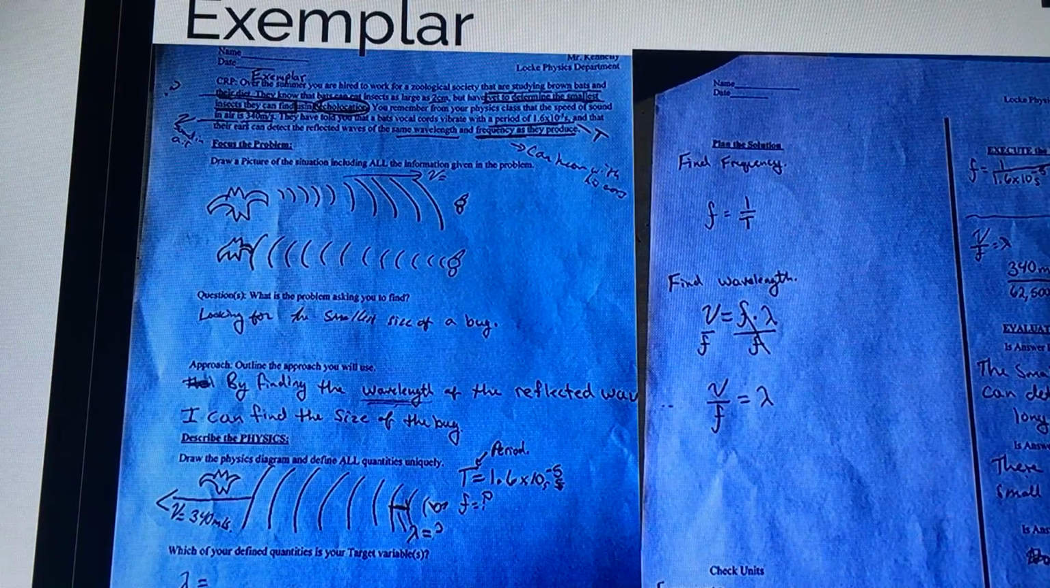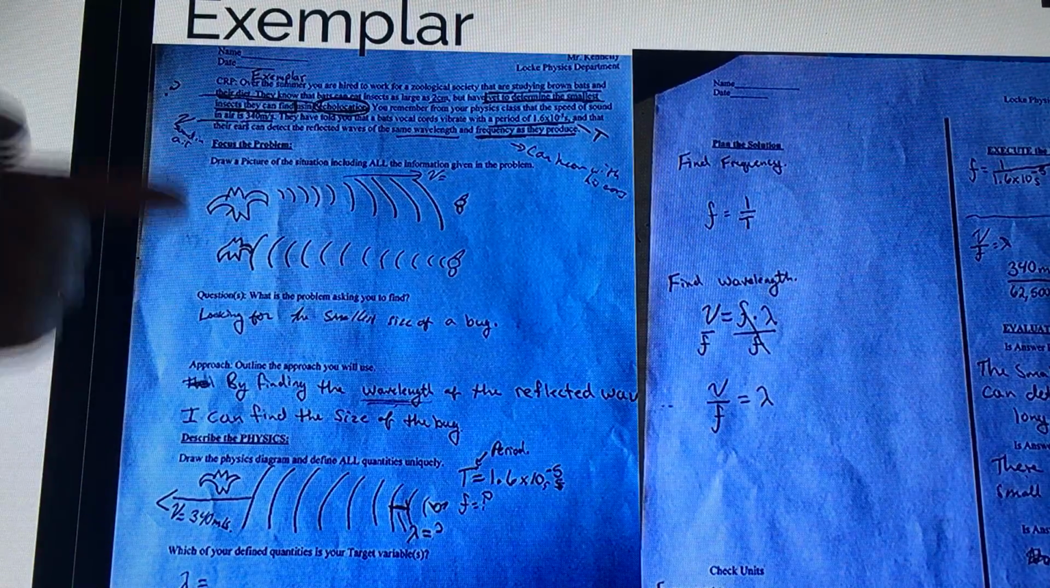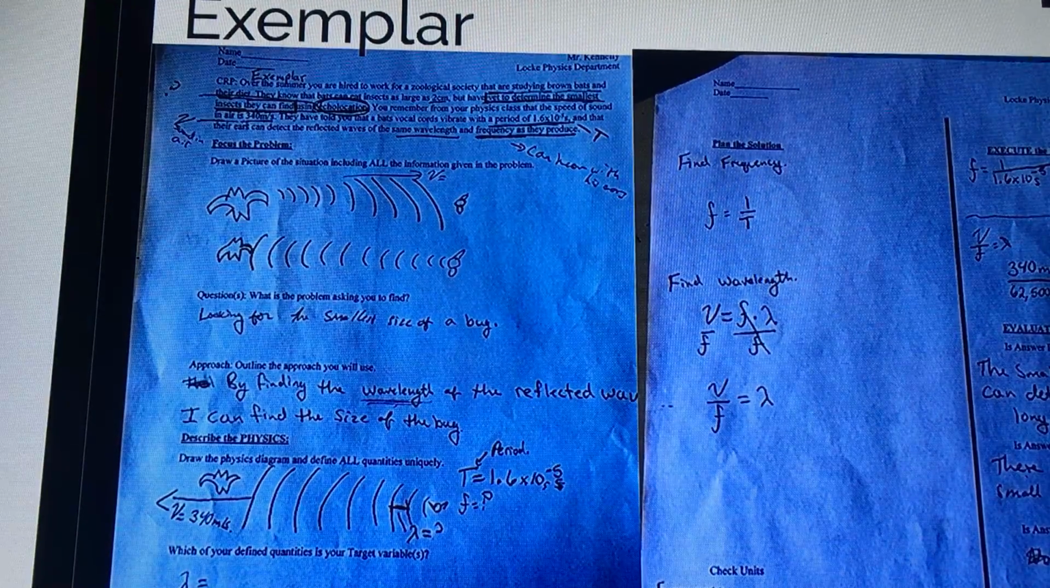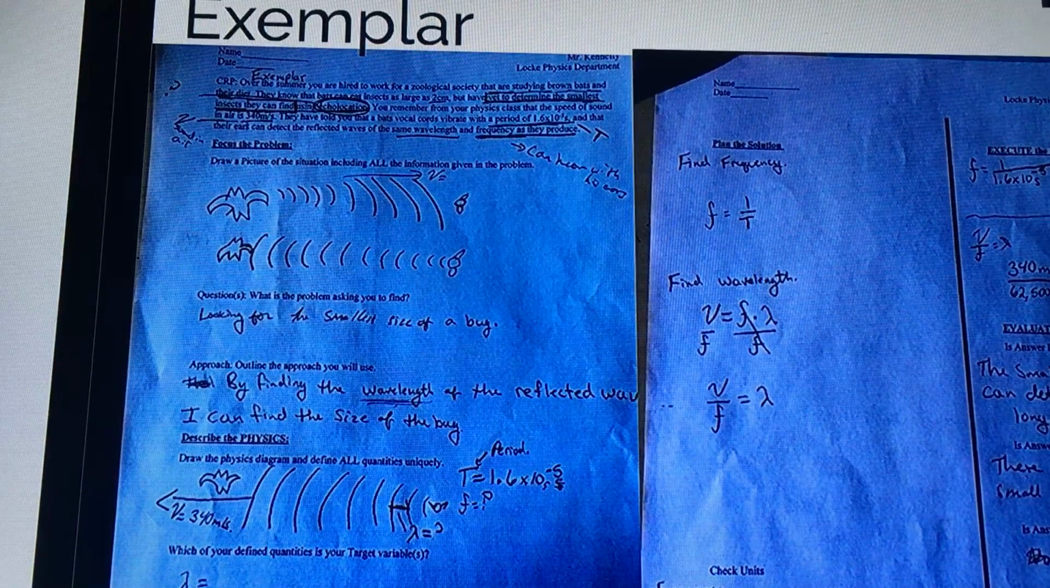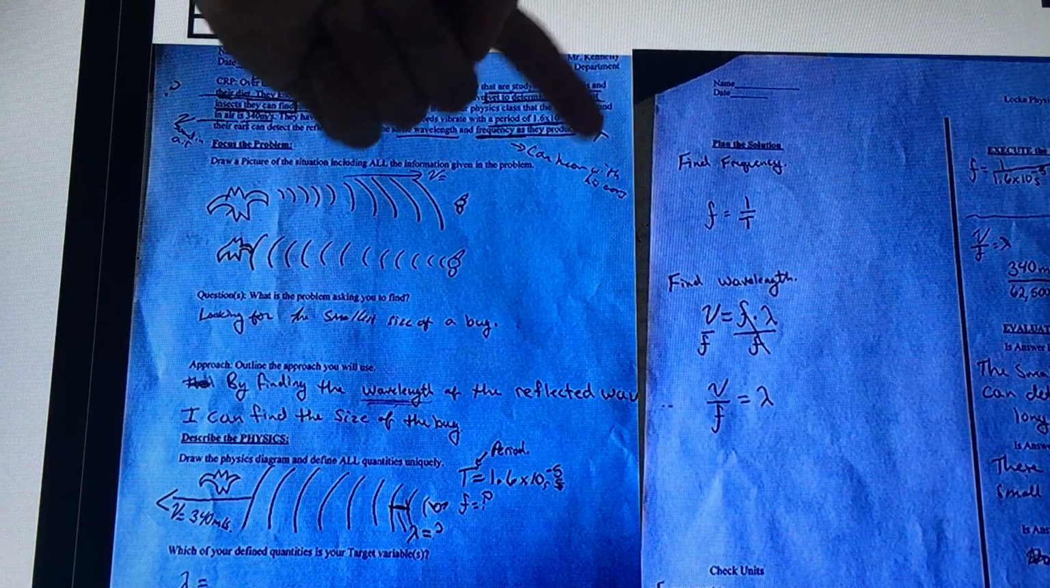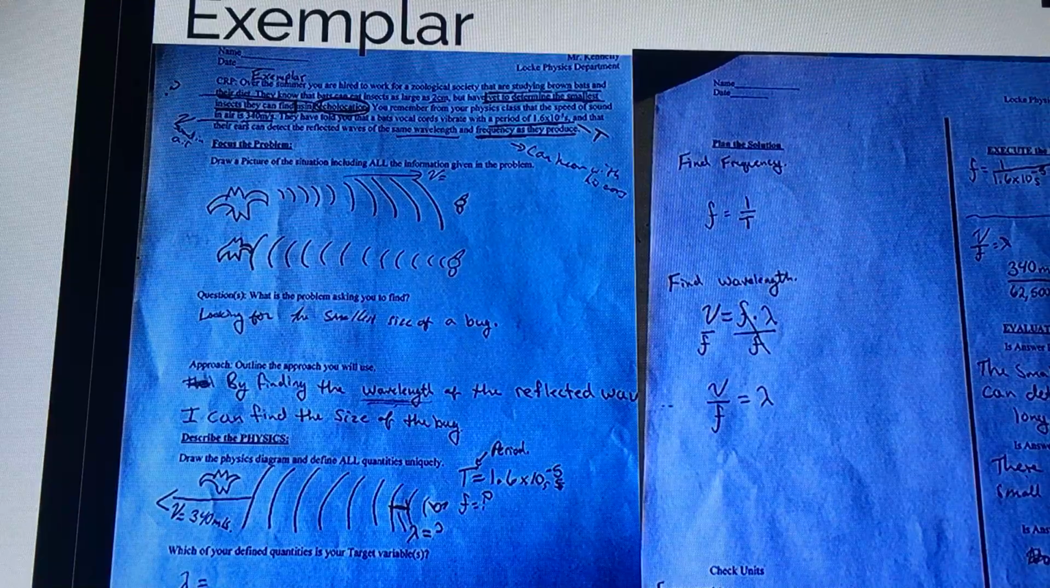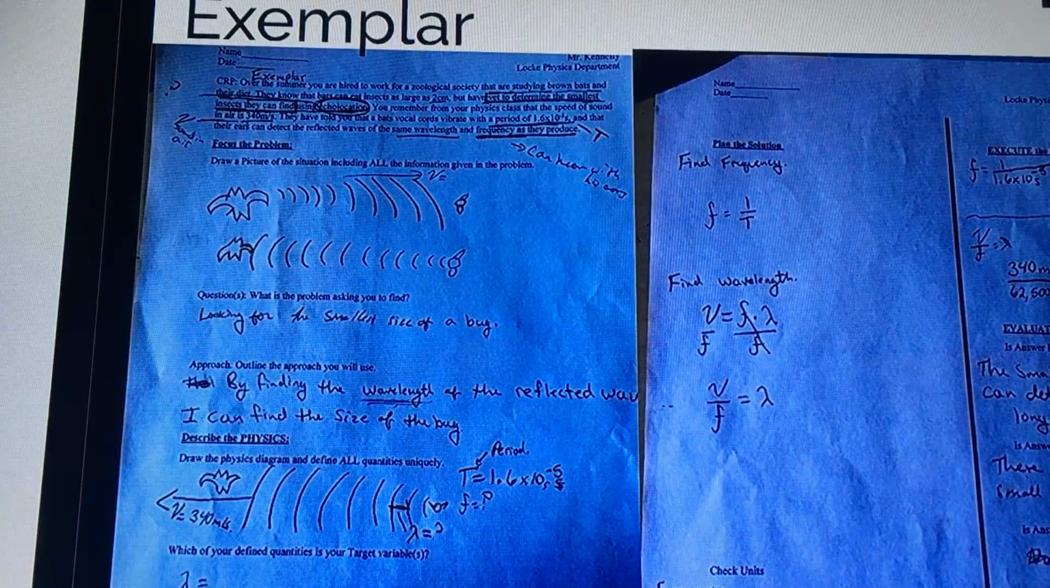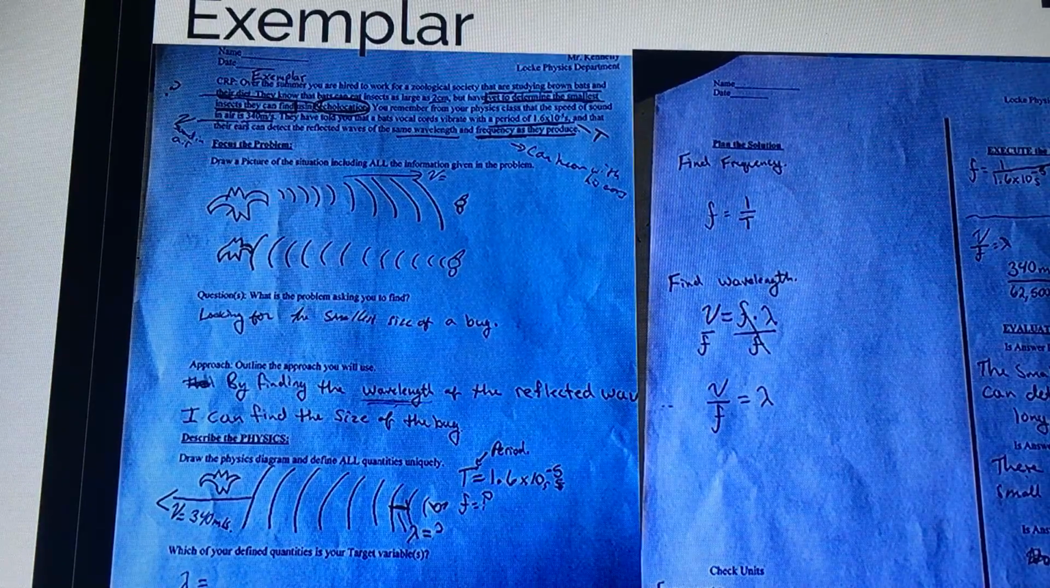Next, we list our target variable. What lines up with our target variable should line up with our main question of what those two things are asking. And lastly, the quantitative relationship, which is what equations we are going to need to use to potentially find this answer. So we go on to planning our solution, which you see on the right there: finding your frequency, finding your wavelength, which is where we do all the algebraic solutioning for this problem.